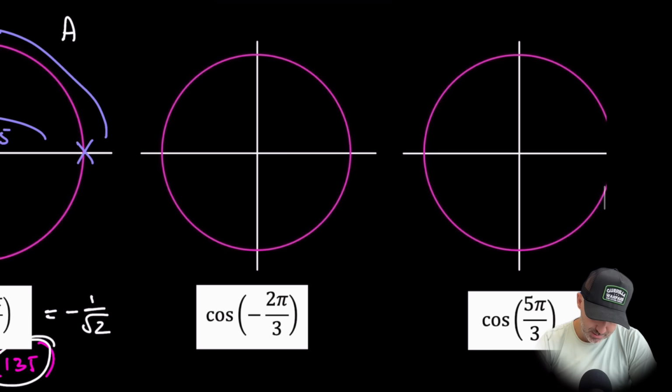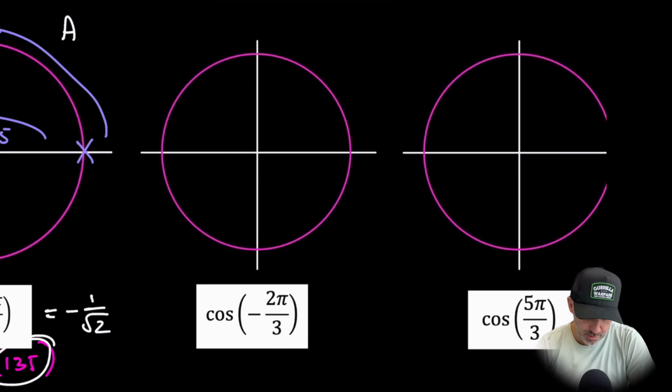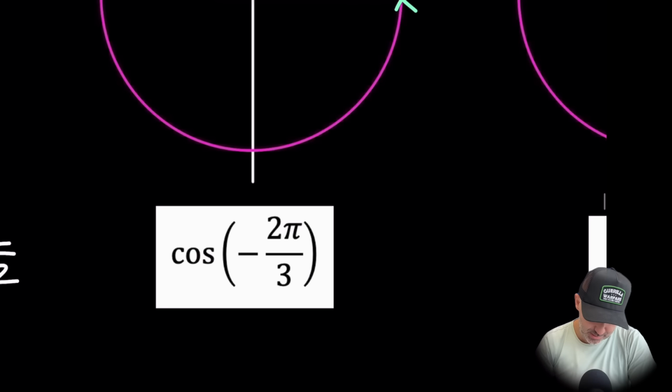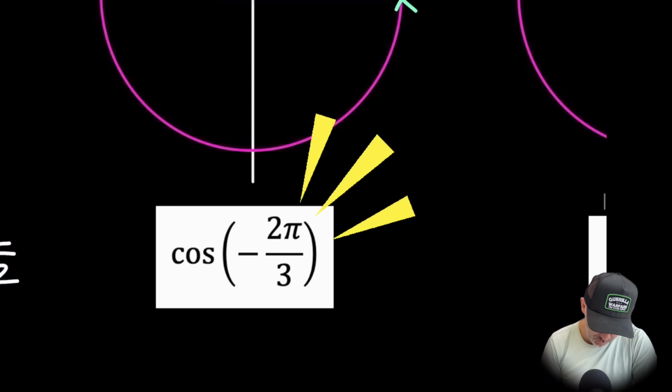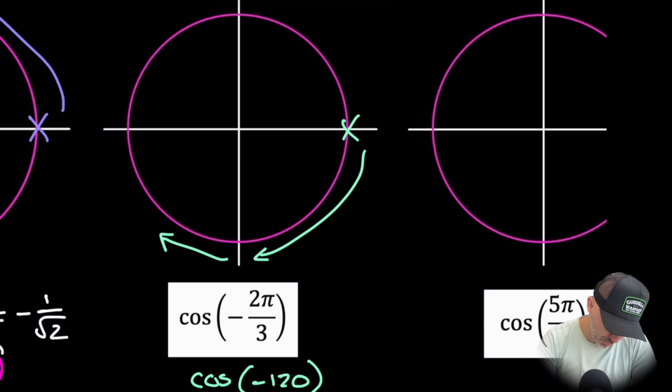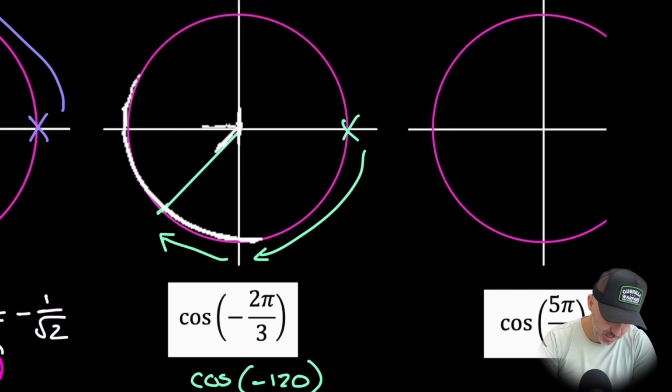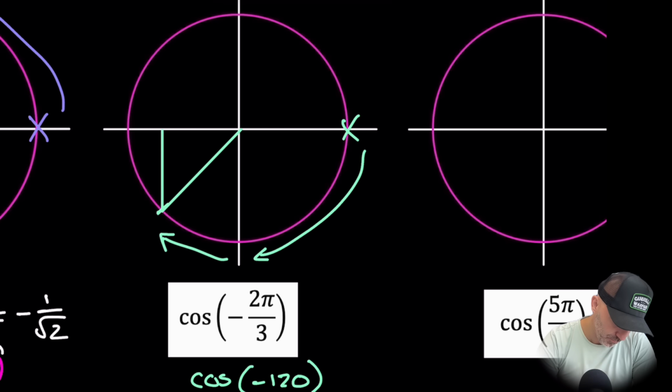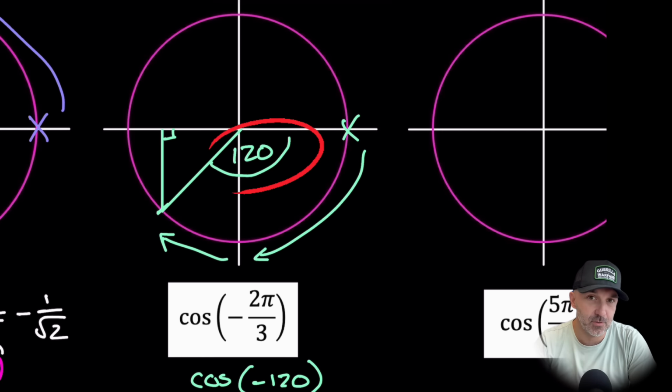But this time we have a negative, so we're going to have to move clockwise. This time the angle is pi over 3, so that's 60 times 2. That's minus 120. So we've got cos of minus 120, which is somewhere in this quadrant. Always the same: join it up to the center, make your right angle with the x-axis, and that angle there is 120. Remember, we went in the negative direction, so that's actually moving clockwise.